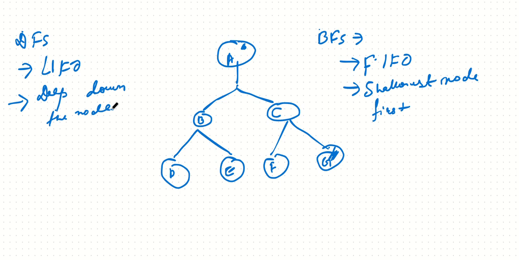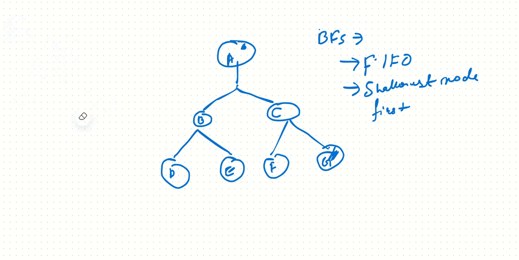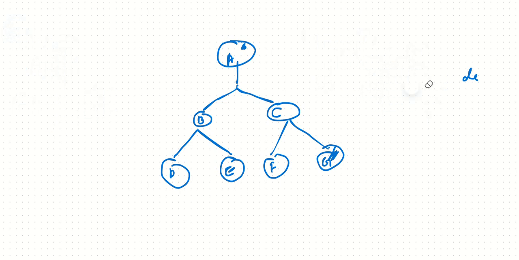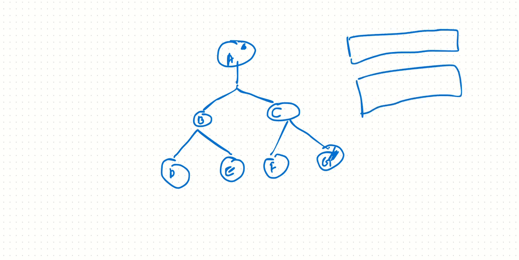Now let's understand how this traversal is done. I'll be making two columns: the current set of nodes, and the second, the explored set of nodes that we have already explored.